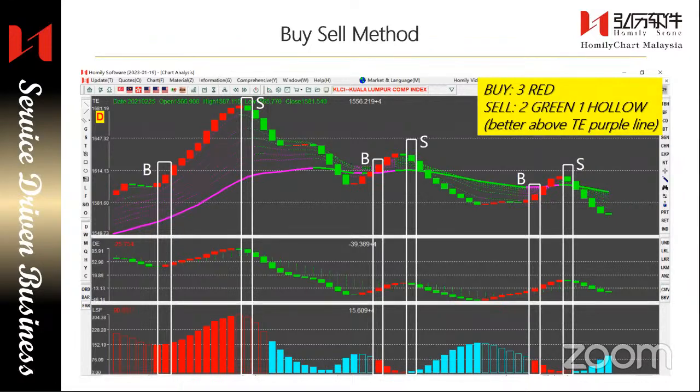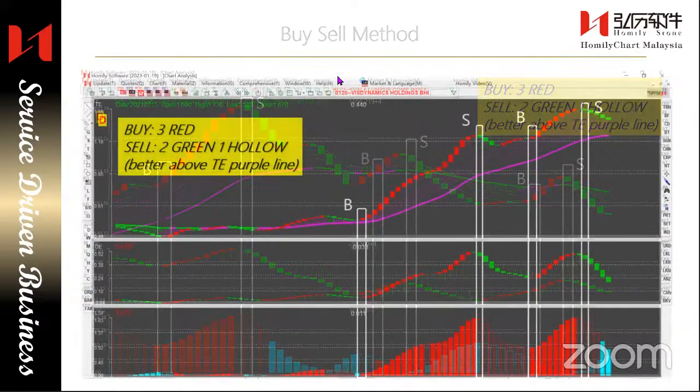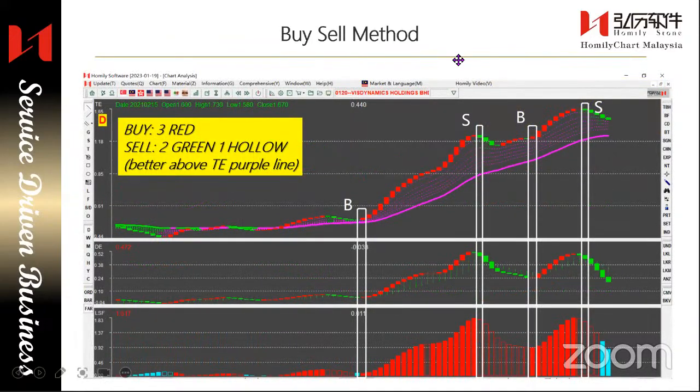Okay, let's go through some cases for us to understand better. Okay, this case, the stock is VIS Dynamic. Since the recent several months, it has been a very hot stock. So if you use this template and open it, you find the color is easy to recognize. This first red, two red, three red. So three red, this one is a buy point.